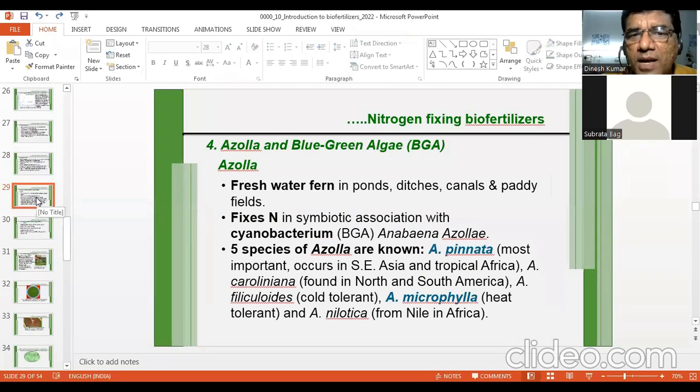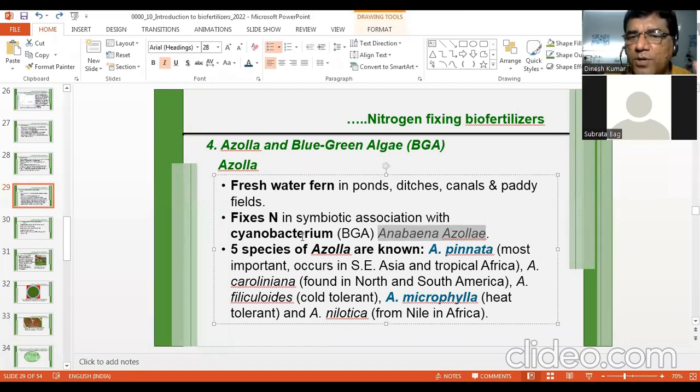Now coming to the Azolla Anabaena association, let us have an idea on Azolla. These are fresh water plants found in ponds, ditches, canals, and paddy fields. Azolla fixes nitrogen in symbiotic association with a cyanobacterium, that is blue-green algae, Anabaena azollae. So Anabaena azollae is one species of blue-green algae. There are 5 species of Azolla. Azolla pinnata is one. It is the most important, occurs in Southeast Asia and tropical Africa. A. caroliniana is found in North and South America.